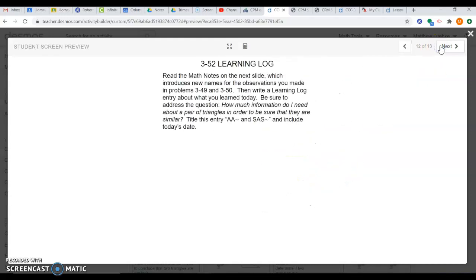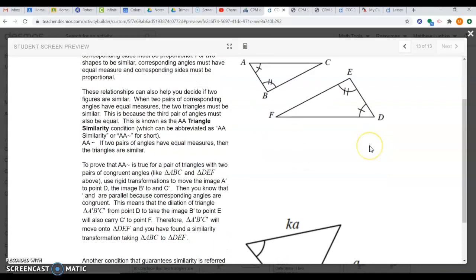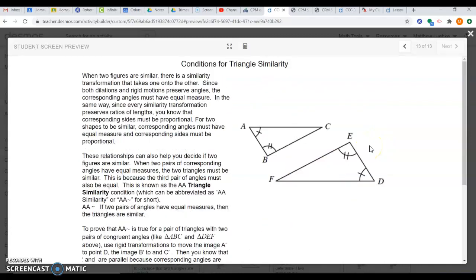And then just a learning log in your notebook today. Forgot to put an answer down here. And then just some math notes that go along with today's lesson.